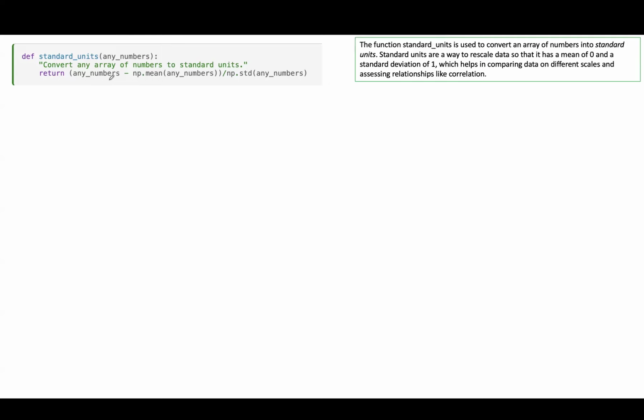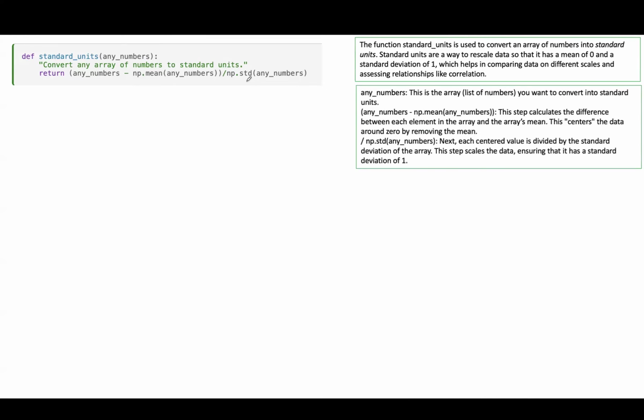You basically take the number minus np.mean, you calculate the average, and after finding the difference, you divide it by the standard deviation. This is what we learned in elementary statistics in the beginning chapters. For any numbers or list of numbers, this is basically an array you want to convert to standard units or z-scores.